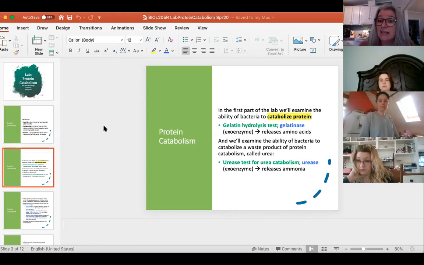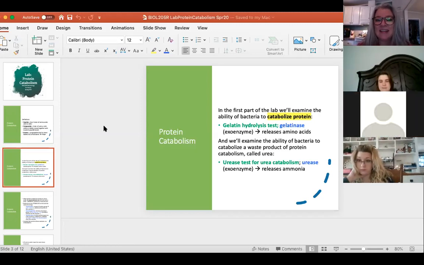So there's an enzyme that some microbes have called gelatinase. That's a great name for this enzyme because it tells us exactly what it does. Gelatinase breaks gelatin down into individual amino acids. And then the microbial cell can absorb those amino acids and use them.